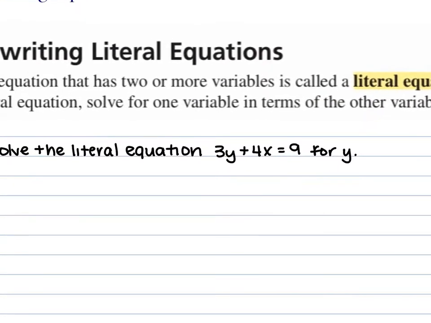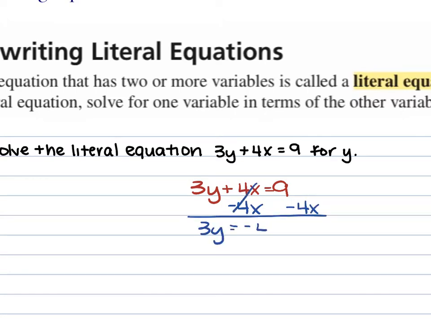Sometimes when I do this, I like to circle or highlight that term that I'm solving for, so I know that's the one I need to isolate or get by itself. So for this, we are going to start with moving that 4x over by subtracting it from each side. So this is going to leave us with 3y is equal to negative 4x plus 9. And then we just divide each side by the 3 to get y by itself. So y is equal to negative 4/3 x plus 3.